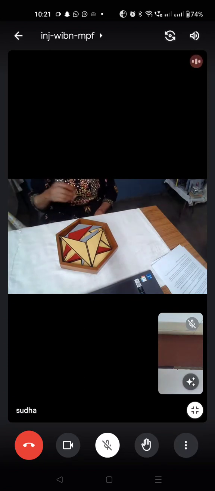So this is the large hexagonal box. Even in this we have triangles. Sorry.